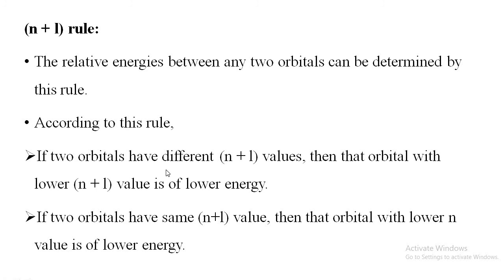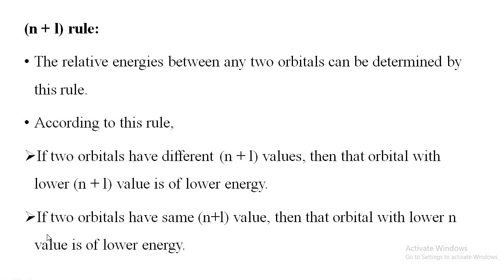4s orbital has n plus l value 4. The 3d orbital has n plus l value 5. Therefore, 4s orbital fills before 3d because 4s has a lower value of 4 and 3d orbital has higher value of 5. Therefore, we have to fill 4s, then 3d orbital.